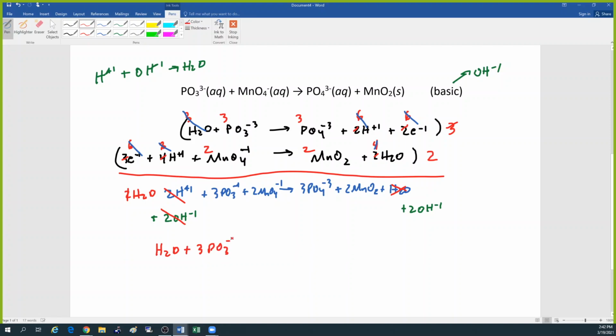It should still be balanced when it's over, if we did that right, but now it's in a basic solution because there's a surplus of hydroxide instead of hydrogen. So that's kind of the simplest way to do it, is just to do it like it's an acid and then adjust it to being in base. And that's really it.